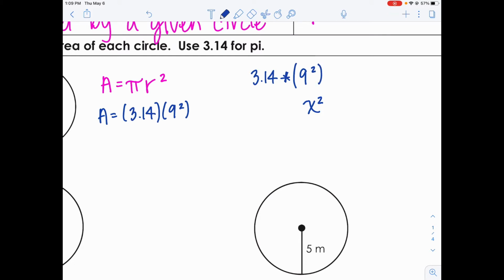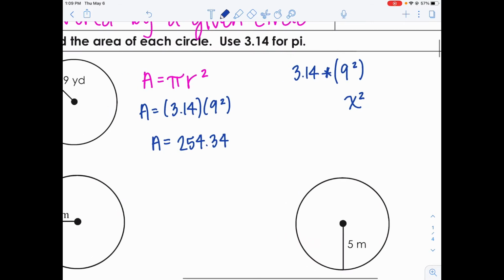Close your parentheses, hit enter, and you should get, for this one, the area of the circle is 254 and 34 hundredths. It needs a label. Yards is our label. But remember, we're talking about area. So it isn't just yards, it is yards squared.